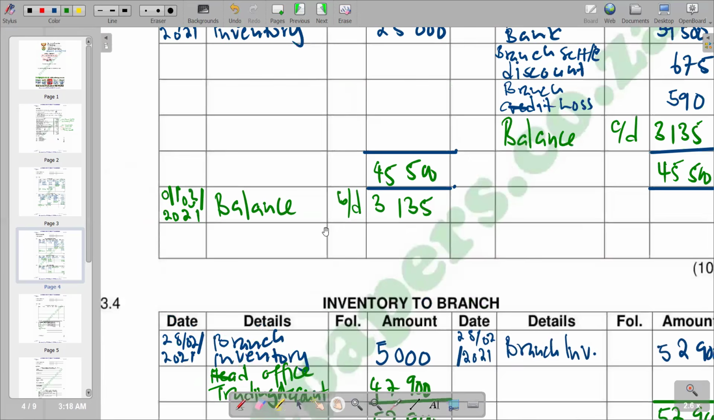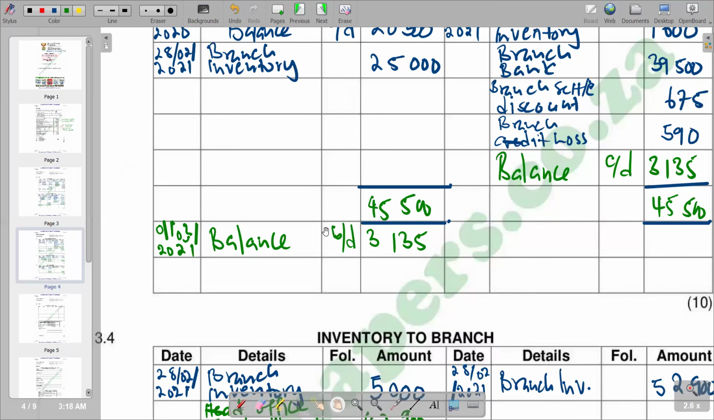So this is what we have, guys, on the question of November 2024 on the preparation of the branch accounts.